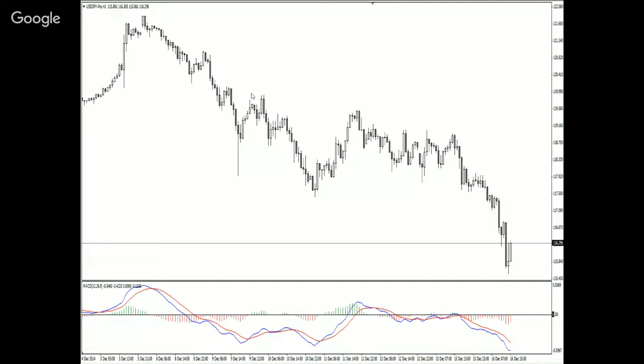So you never ever use top-down analysis without zooming in to a lower time frame. And actually, I will show you that also on live chart.